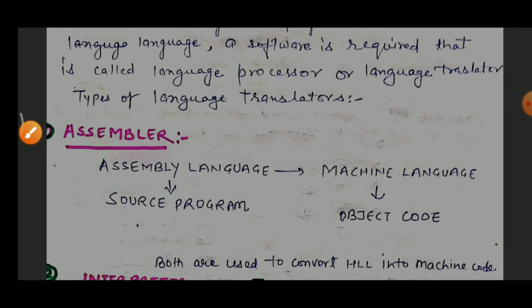A program written in assembly language is called a source program. Any program that is written in assembly language is called a source program, whereas after the program is converted into machine language by the assembler, it is called object code. So that is the use of the assembler.